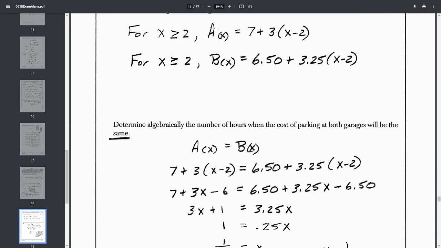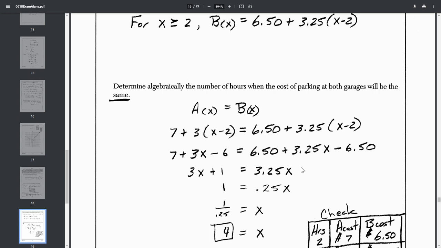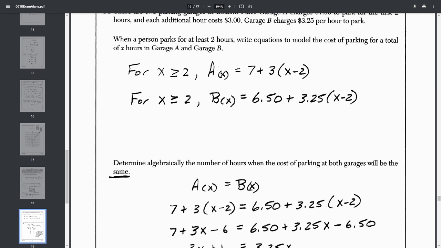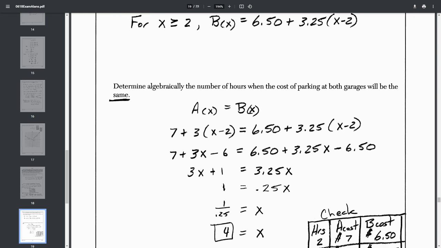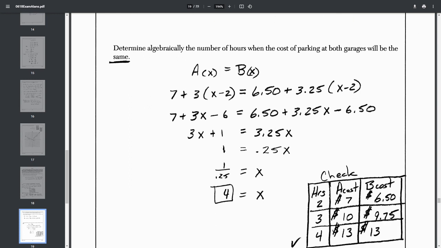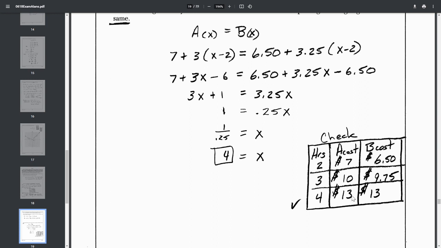And then this question wants us to find out when these two parking garages would be the same. So all that means is you would set these two equal to each other, which is what he did here. So he set them equal to each other, he distributed, and then combined like terms and got all the x's on one side, and got 4. After 4 hours, these two would be the same. You can see he also made a table for each to see that after 4 hours, they would both be $13.